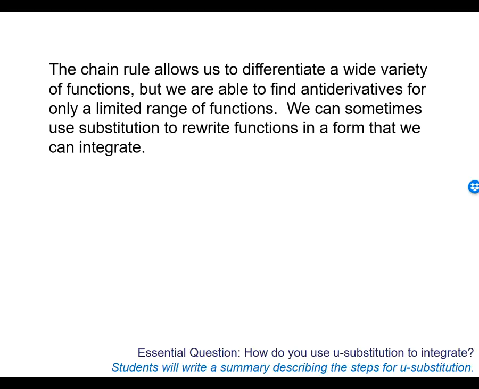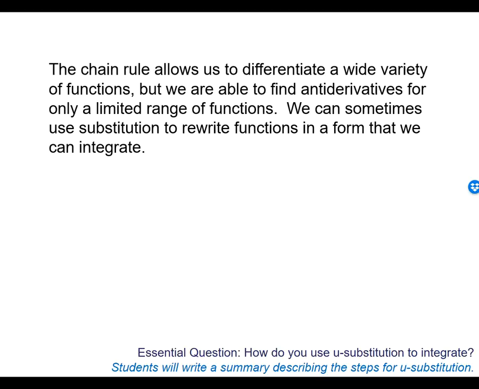This is nowhere to be written. We're just gonna kind of read through it together. So we've got the chain rule, which allows us to differentiate a wide variety of functions. We've talked about the chain rule because it's when we have that function embedded inside the other function, right? We're able to find the antiderivatives for only a limited range of functions, meaning we can only integrate at this point a very small amount of functions. Haven't been able to get very far.